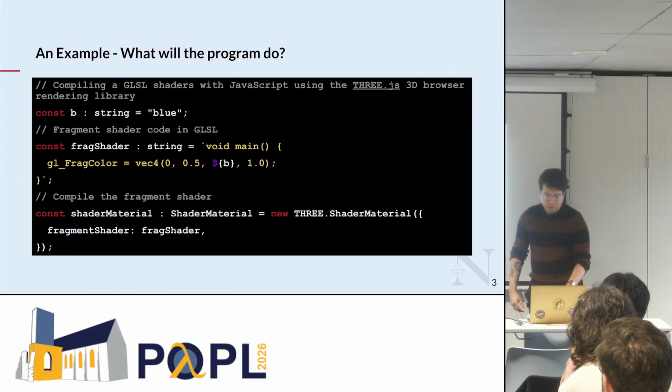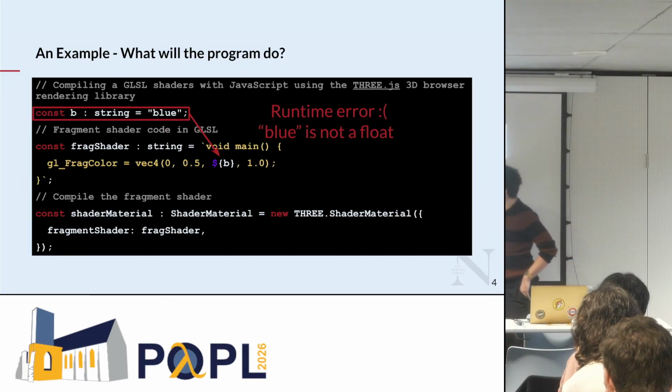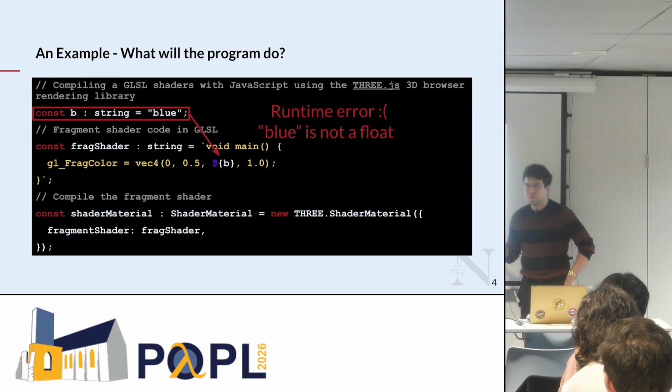Okay, 10 seconds is up. So it's going to crash. And the reason why it'll crash is because I'm splicing in this string blue value into this shader code, and the shader code's expecting a float. So it's going to scream and say blue is not a float. But the problem here is that this would type check. This would type check just fine.